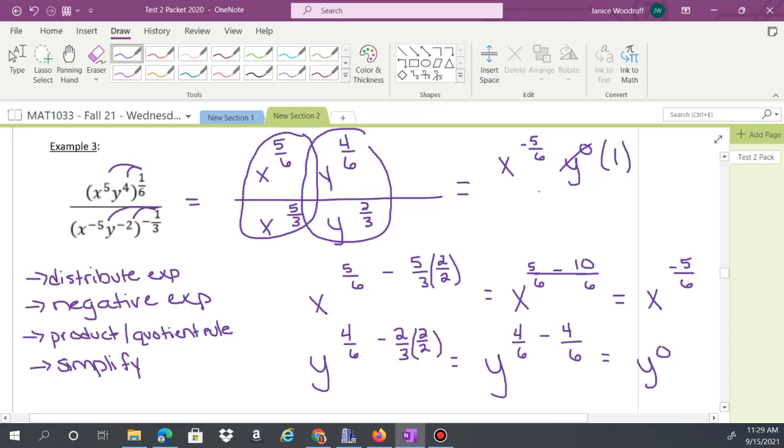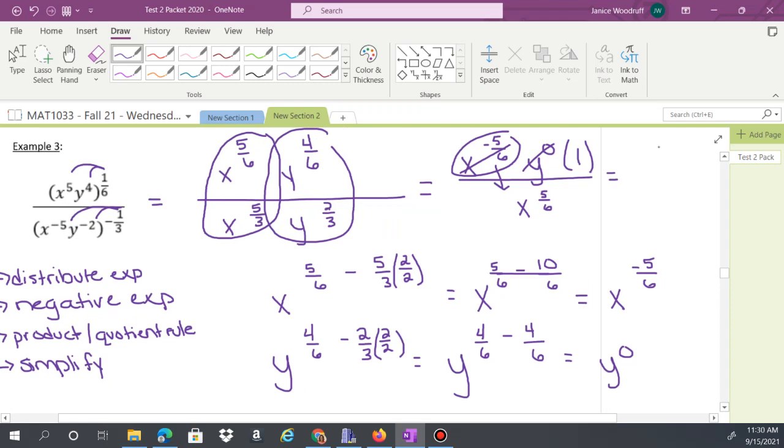Then we want to simplify the negative exponent. So what happens to the negative 5/6? Drop it down. So this becomes x to the 5/6 in the denominator. Our final answer, 1 over x to the 5/6.